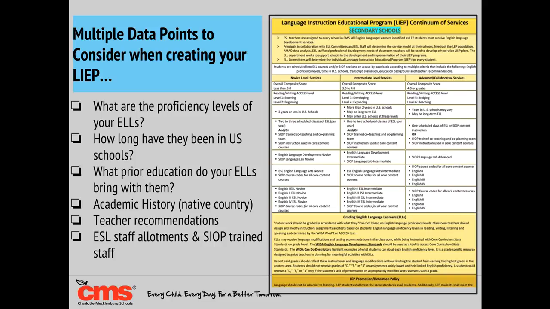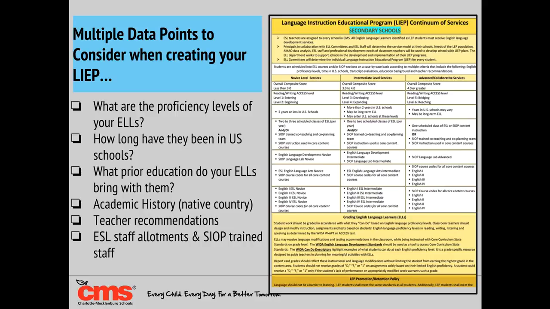And it looks at things like proficiency levels, how long they've been in the schools, what their prior education and their academic history is, along with teacher recommendations if they're coming from within the United States or from another school in CMS. And this is basically a framework. Each student is an individual, so you take this framework and then use their information to create the best schedule for them.